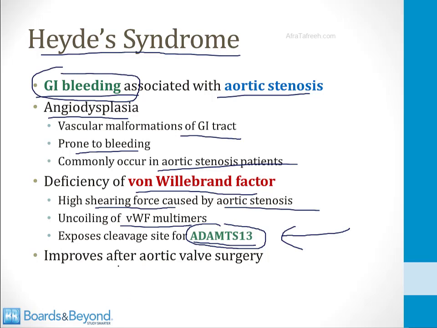And all of this improves after aortic valve surgery. So Hyde syndrome is the condition of GI bleeding that occurs in the setting of aortic stenosis due to angiodysplasia and deficiency of von Willebrand factor. And that concludes our module on platelet disorders.